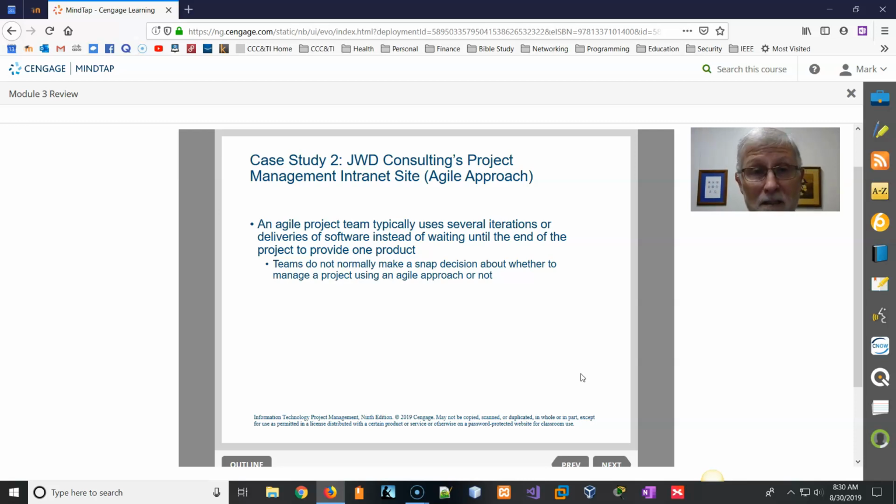Now, an agile team typically uses several iterations or deliveries of software instead of waiting to the end. Your standard project you saw, it's like, okay, I'm doing a bunch of activities, and at the end, I'm delivering you something. Well, agile development seems I'm going to deliver something maybe every 2 weeks or 4 weeks. I'm going to give you a working product. It may not have all the bells and whistles of the final project, but at least as far as what was agreed to for these 2 weeks or a month stint, does it do everything we want it to?